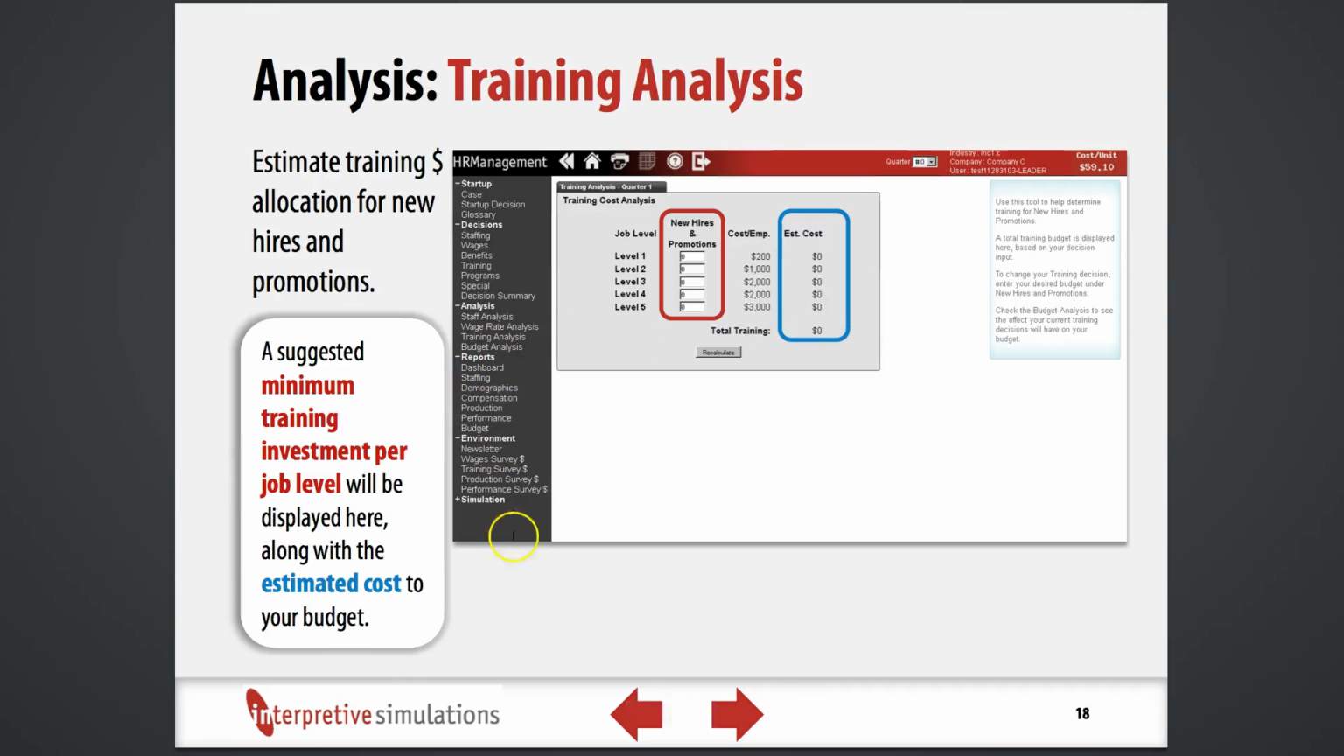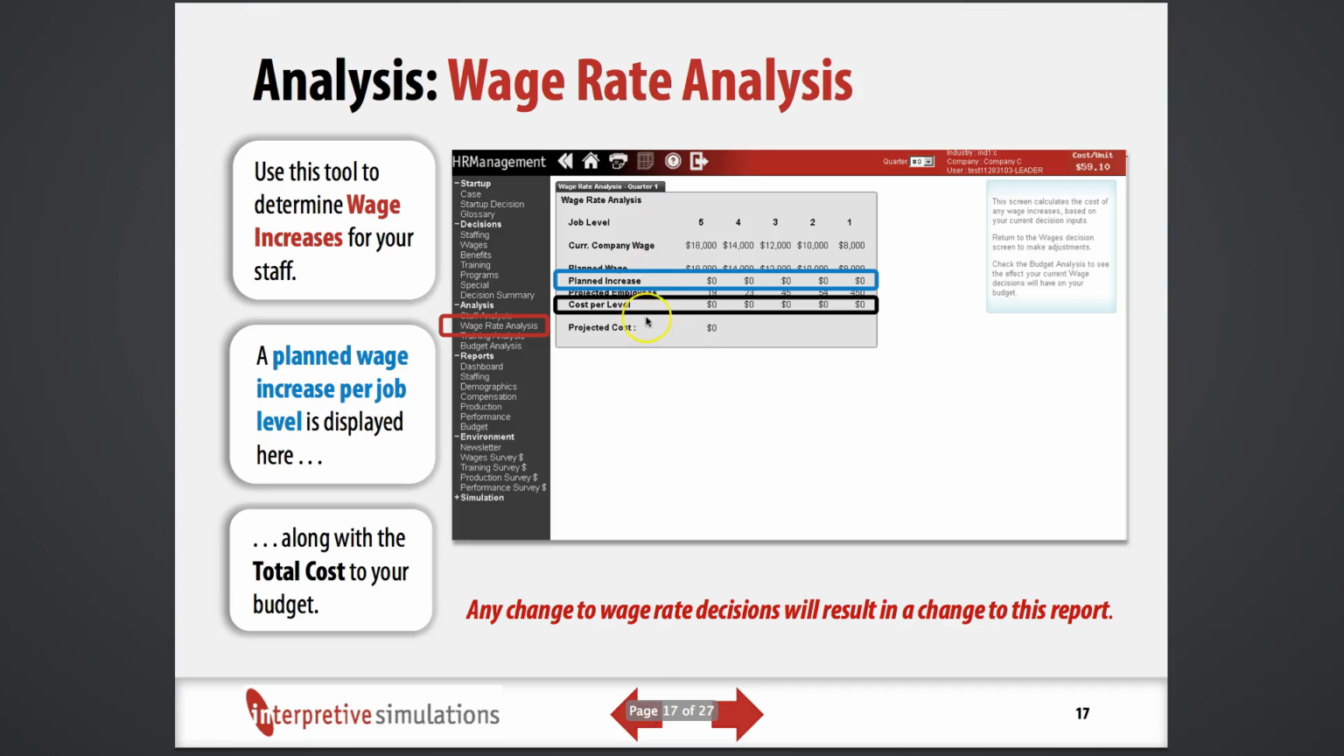So, whoops, let me go back again. I apologize for that click. So what you want to do is make sure that you're looking at your planned increases and what the cost is, and then see what kind of impact that has on your budget. So it's like it says down here, along with the total cost to your budget.